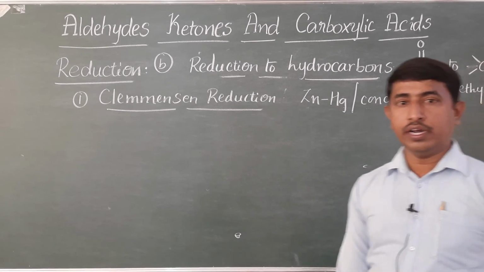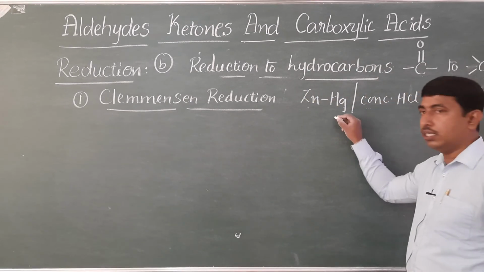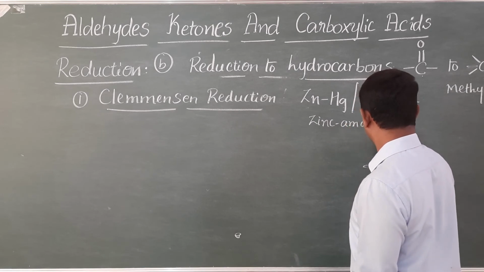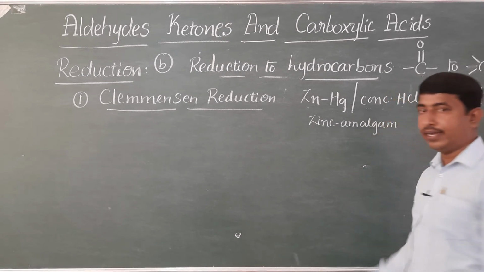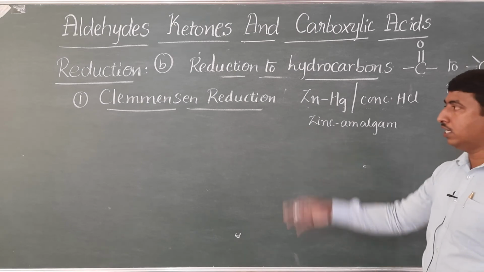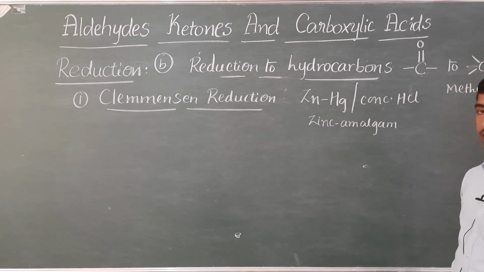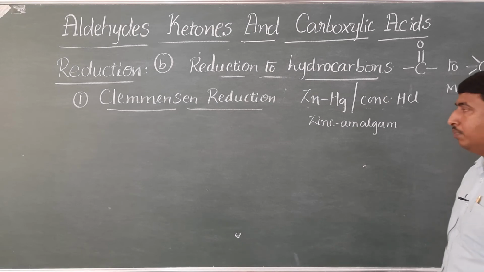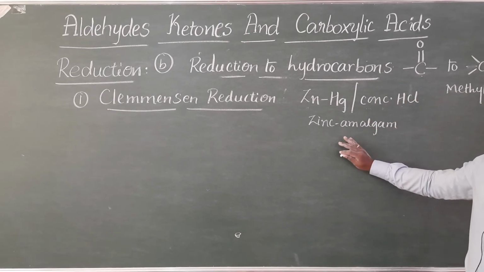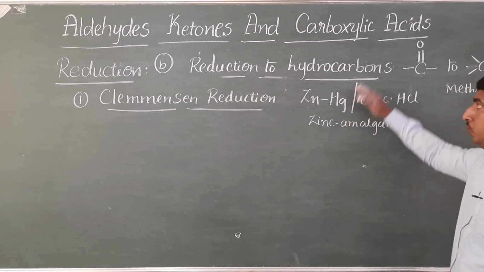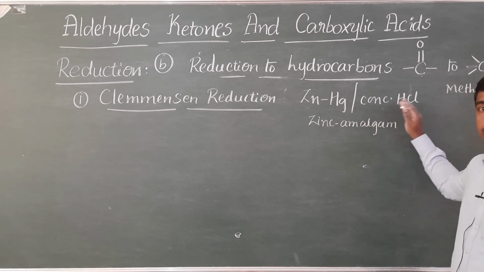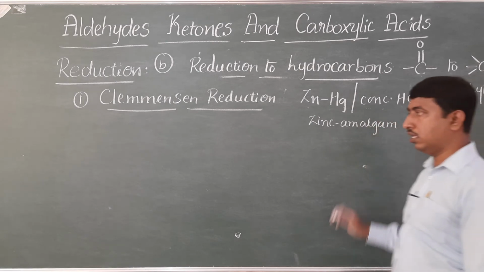So when aldehydes or ketones are reduced by using zinc amalgam in concentrated HCl, hydrocarbons are formed. This reaction is named Clemmensen's reduction. Repeat, what is Clemmensen's reduction? Clemmensen's reduction means reducing aldehydes or ketones to hydrocarbon by adding a reducing agent, that is zinc amalgam dissolved in concentrated HCl. I will write the equation.